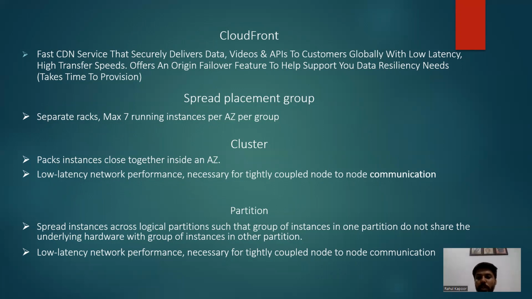Then we have placement groups. Here we will learn about how we can place our servers. Like in spread placement group, there are separate racks. Maximum there will be 7 running instances per availability zone per group.